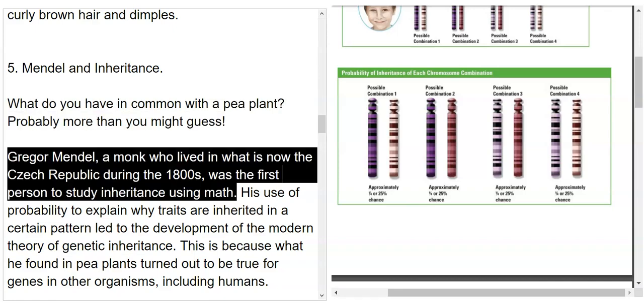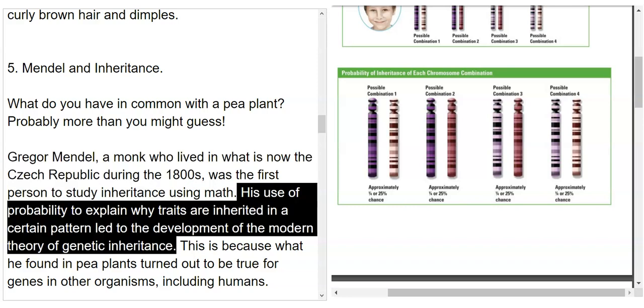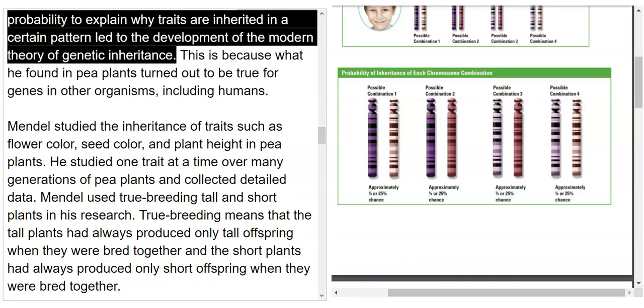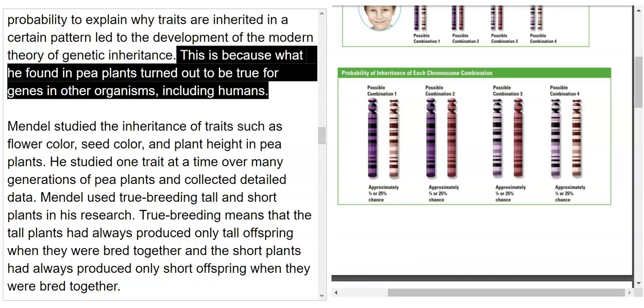Gregor Mendel, a monk who lived in what is now the Czech Republic during the 1800s, was the first person to study inheritance using math. His use of probability to explain why traits are inherited in a certain pattern led to the development of the modern theory of genetic inheritance. This is because what he found in pea plants turned out to be true for genes in other organisms, including humans.